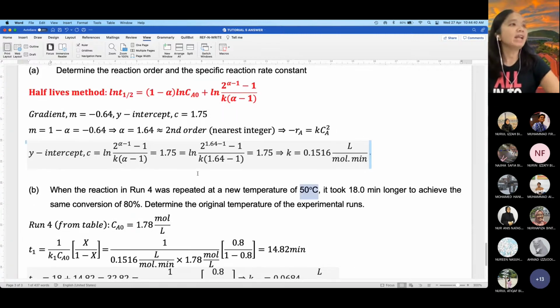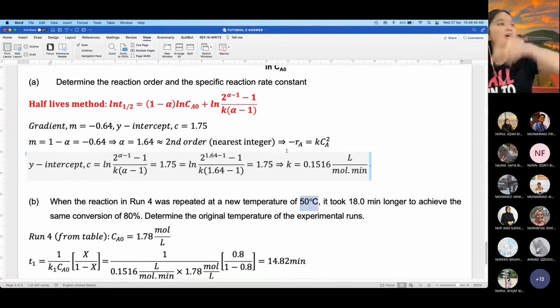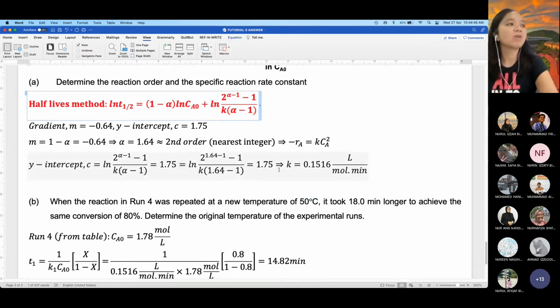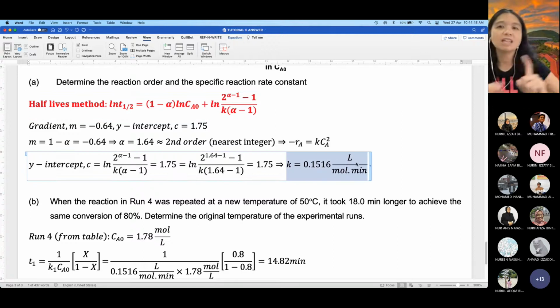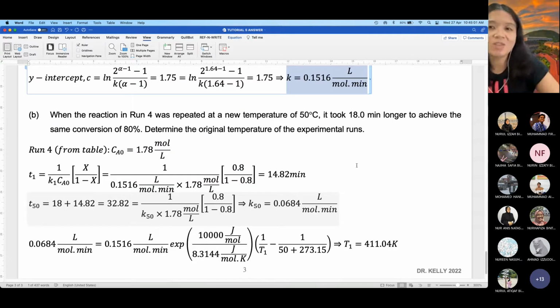Okay. K1 kita dah tahu sebab kita cari from the part A, kita dah tahu nilai K. K1 tu kita dah tahu tapi kita tak tahu T1. So K1 kita dah tahu daripada part A. Okay, done. K2. Sekarang masalahnya kita tak tahu K2. K1 dah tahu, T2 dah tahu, EA dah tahu, tak tahu K2. Kalau tak tahu K2, still tak dapat kita punya T1.